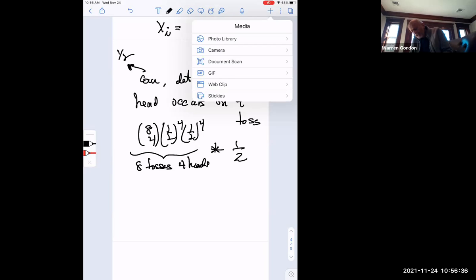Ten sharpshooters fire simultaneously at a target. Assume that each sharpshooter has an 85% chance of hitting the target, and we're assuming that no sharpshooter affects anybody else. The problem: determine the probability the target is hit. Okay, so let's look at this.